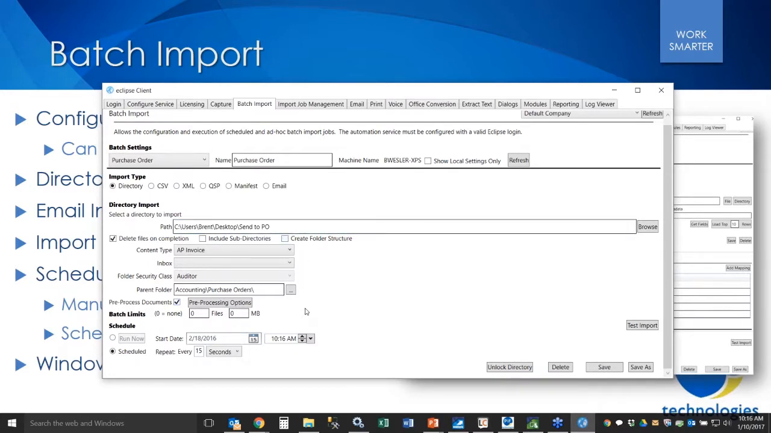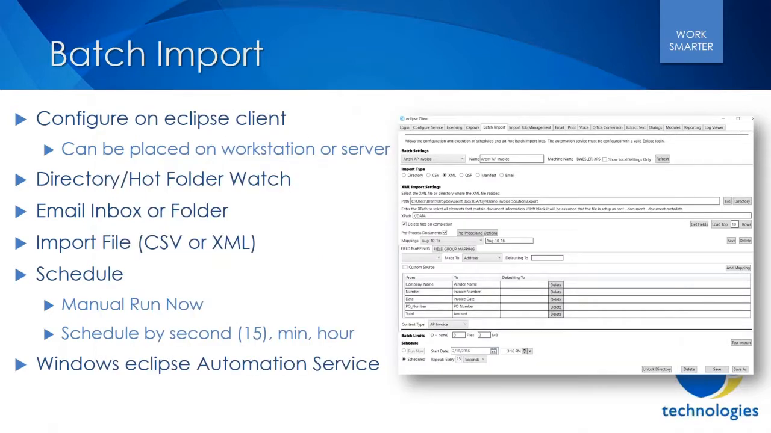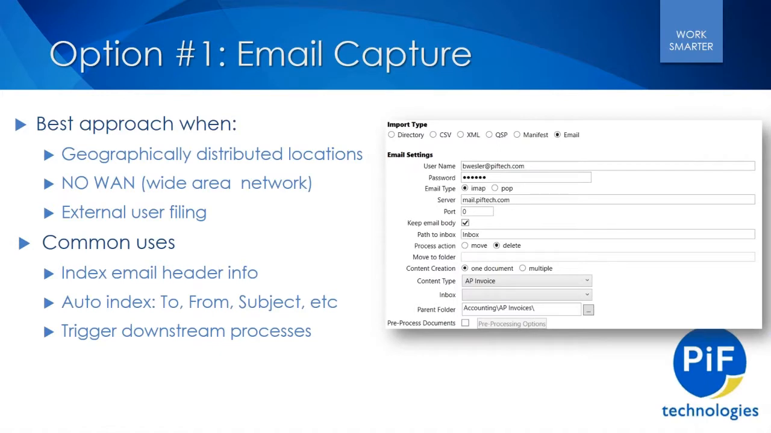And you'll see under batch import, you have this kind of dialog here. So here's just an example. I'm just gonna refresh here. And here's an example of monitoring a directory. So I'm monitoring this particular folder. And when I grab the file in that folder, I'm going to put it into the AP invoice content type. Okay, and I'm going to schedule that to run every 15 seconds.